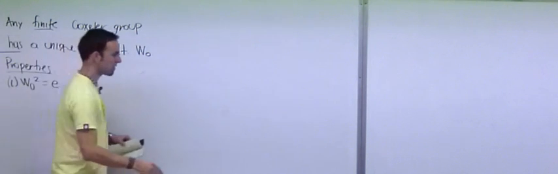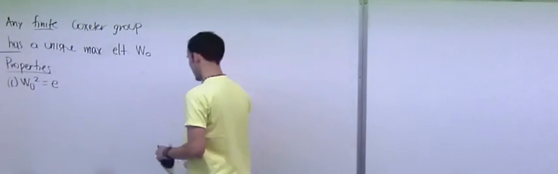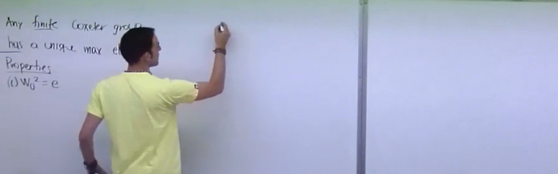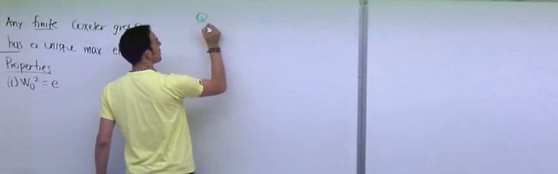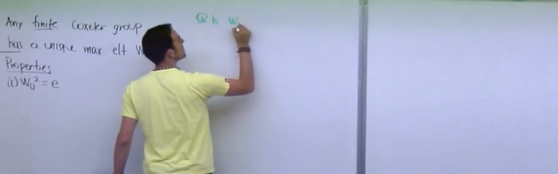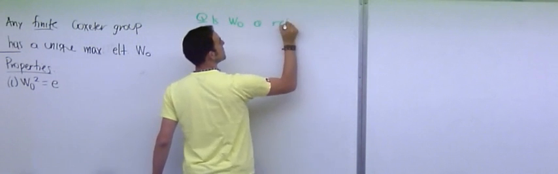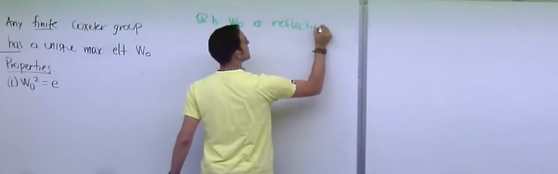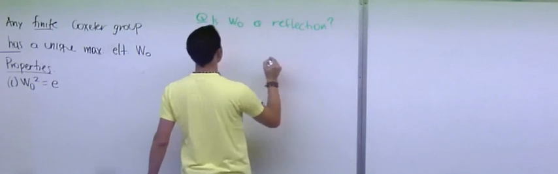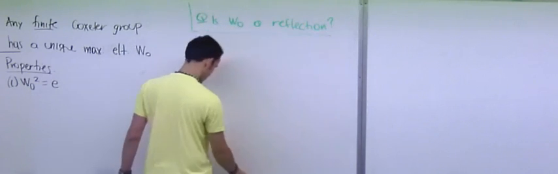By the way, here's a question that you might have been asking yourself. You know that all reflections square to the identity, and so there's a very natural question, which is whether W naught is a reflection or not. So let's put that over here, and I'll post it as a question on the forum. So you should think about that.